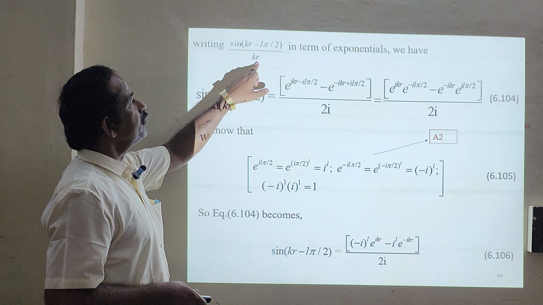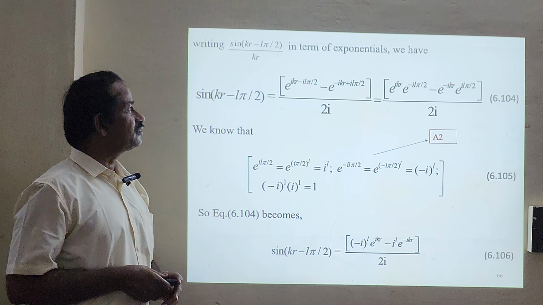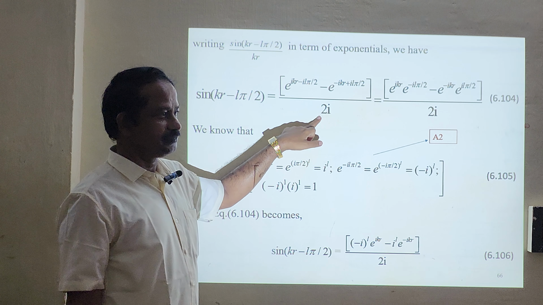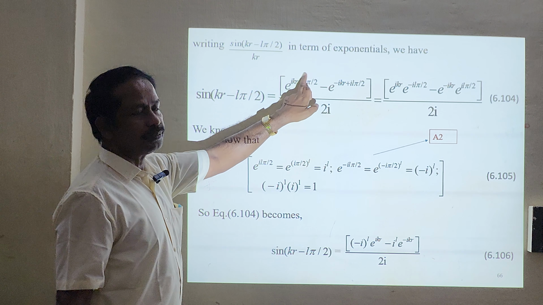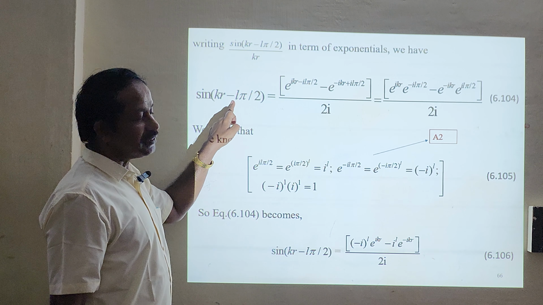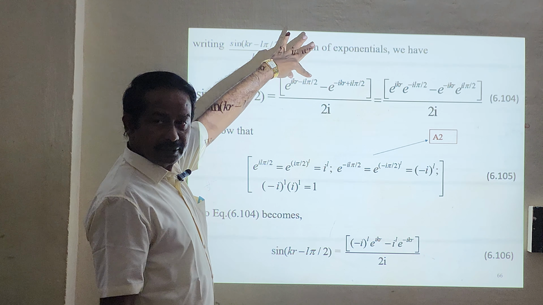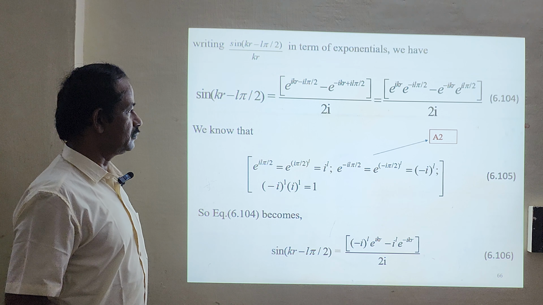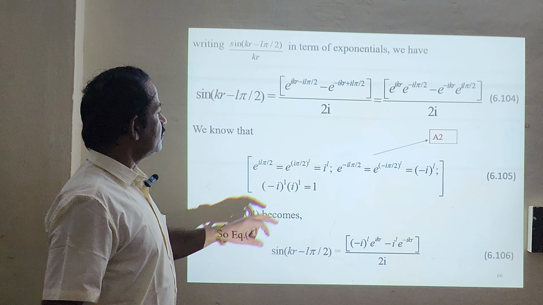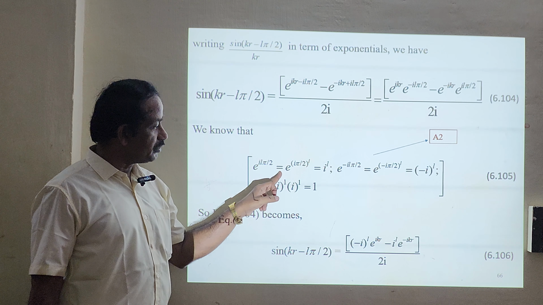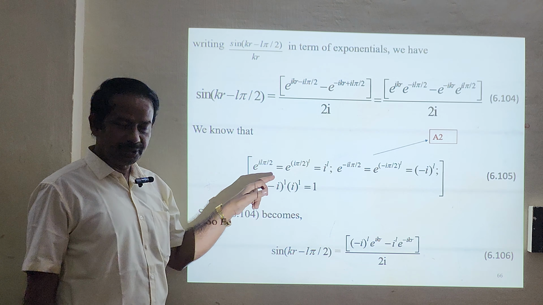Now sin(kr minus l pi by 2) can be written in terms of exponentials. We know already that sin x is e power ix minus e power minus ix divided by 2i. So it is e power i(kr minus l pi by 2) minus e power minus i(kr minus l pi by 2), divided by 2i. Now I can write this separately as e power ikr e power minus il pi by 2 minus e power minus ikr e power il pi by 2, divided by 2i. Now I am going to simplify this term alone: e power il pi by 2 can be written as e power i pi by 2 to the power l. So we know already this, correct?